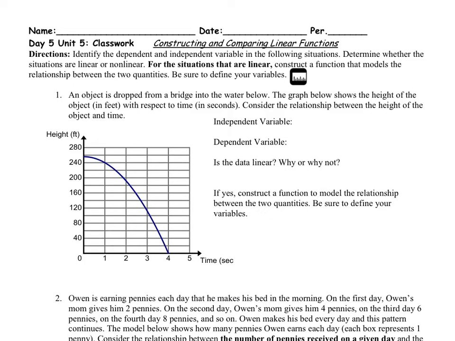An object is dropped from a bridge into the water below. The graph below shows the height of an object in feet with respect to time in seconds. Consider the relationship between the height of the object and time. Well, x is always the independent variable, so that would have to be time right here. I'll put in time for these. The dependent variable is the y, so that would be the height.